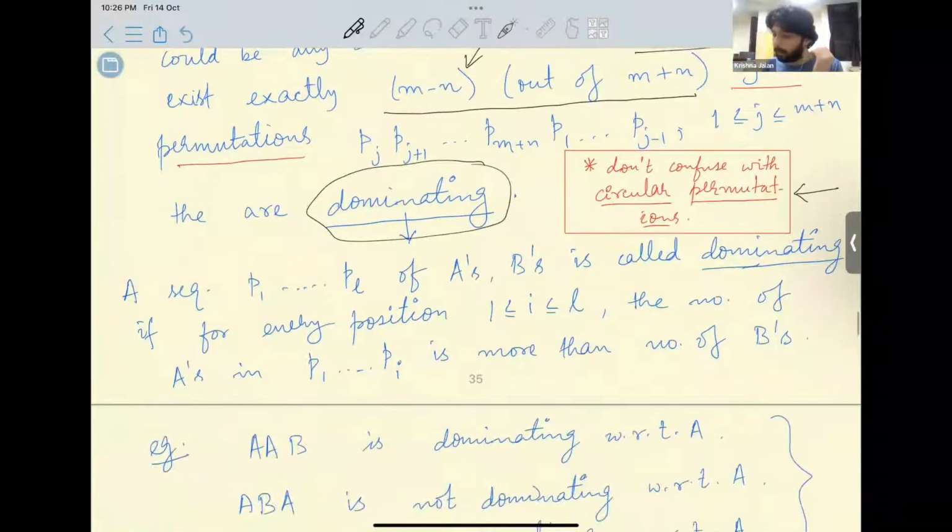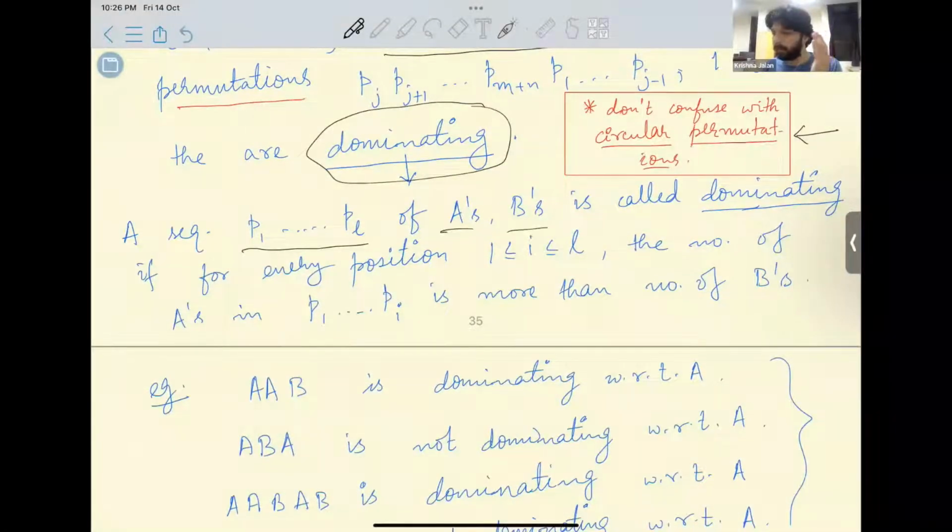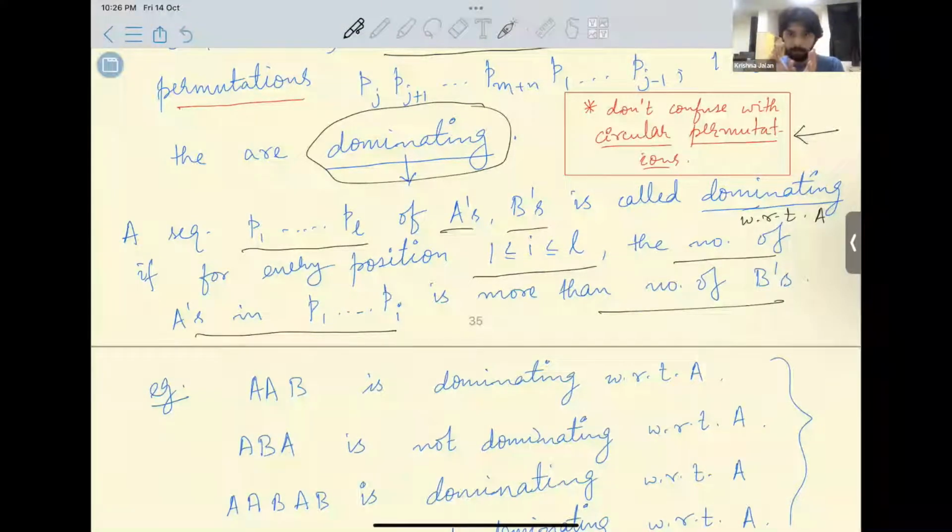I call a sequence P1 up to PL of A's and B's, where A and B are some distinct objects, here in our case the votes for candidate P and candidate Q, dominating with respect to A if for every position i, 1 less than or equal to i less than or equal to L, the number of A's in P1 up to Pi, the shorter sequence, is more than the number of B's.